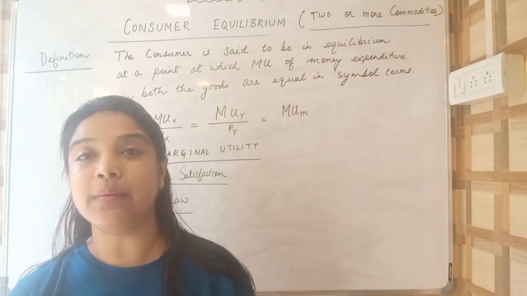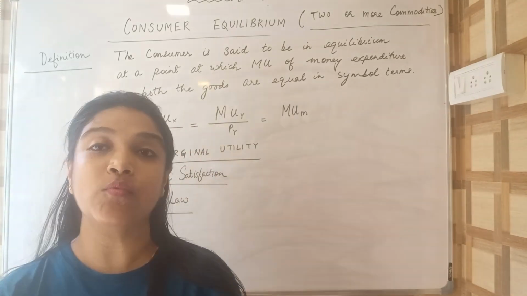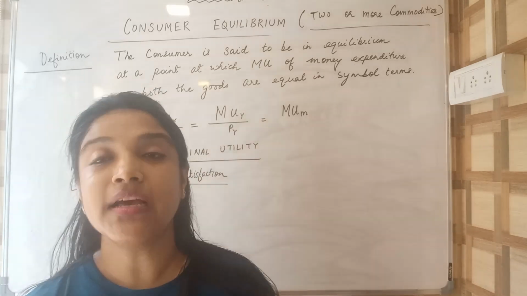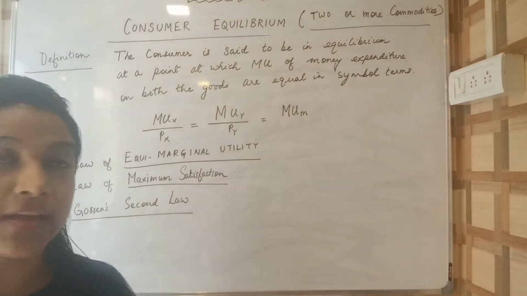Last class we had done Consumers Equilibrium in case of a single commodity. We had taken only one commodity. Today we are taking two or more commodities. Now, what is Consumers Equilibrium in case of two or more commodities? Let us check out now.